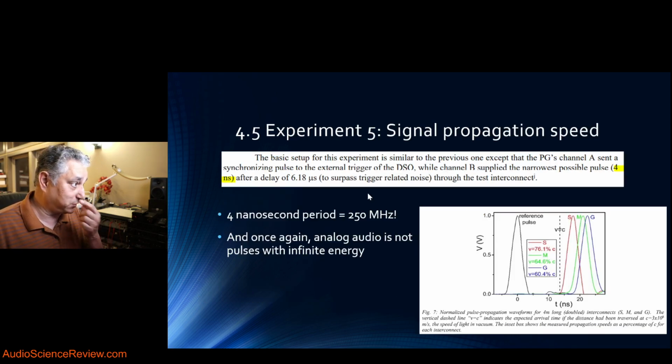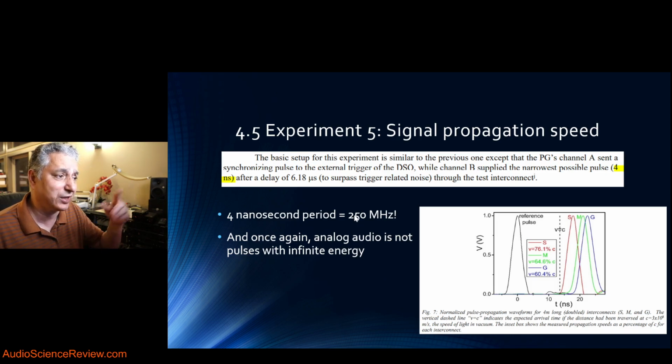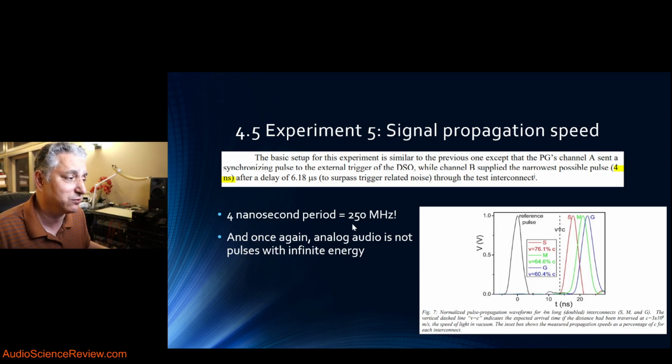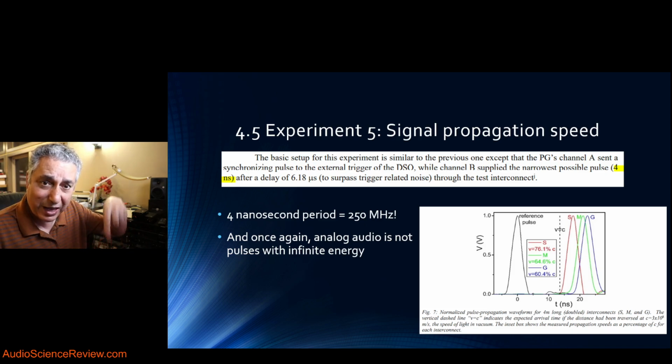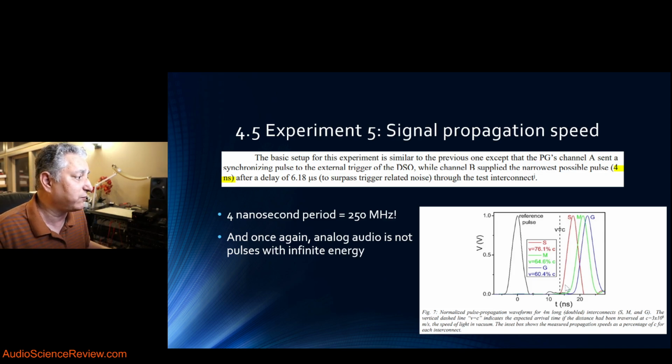So what pulses is he generating? He sets the pulses to be 4 nanoseconds, the narrowest possible pulse. 4 nanoseconds is 250 megahertz. You just invert that, 1 over 4 nanoseconds, and you get the frequency. He's measuring 250 megahertz pulses. That kind of bandwidth, they're going through this audio cable. And then he says, if we measure that, we see that, oh yeah, the 3 cables are ranked in order again.